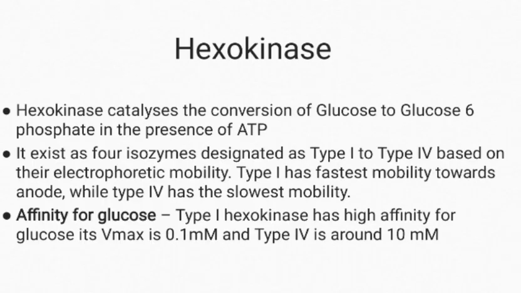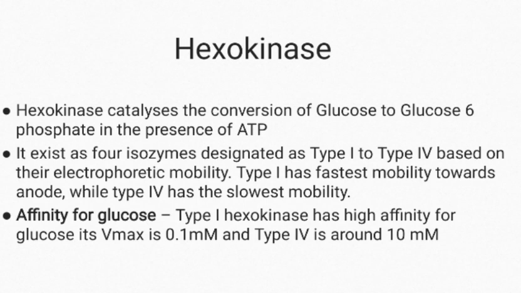Hexokinase catalyzes the conversion of glucose to glucose 6-phosphate in the presence of ATP. It exists as four forms designated from type 1 to type 4 based on the electrophoretic mobility. Type 1 has the fastest mobility towards the anode while type 4 has the slowest mobility.